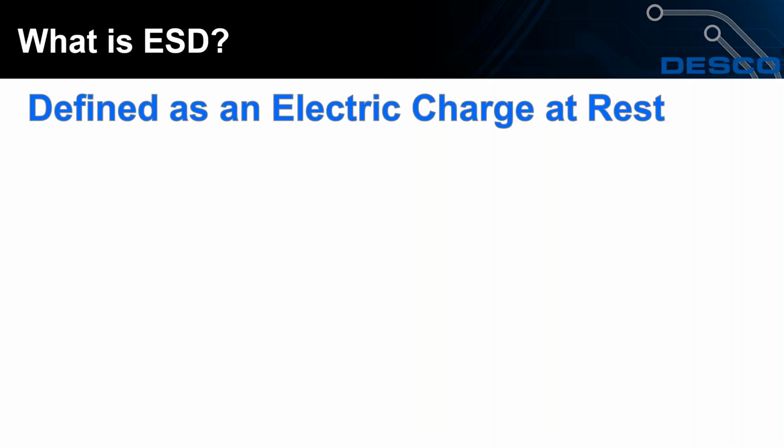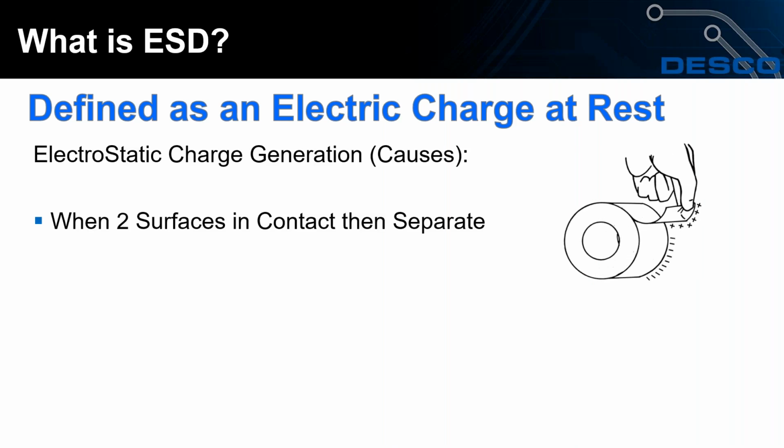So what is ESD? Well, ESD is defined as an electric charge at rest. So basically we have static electricity there, but it's just sitting there. It's not ESD yet, which is what we're going to talk about.